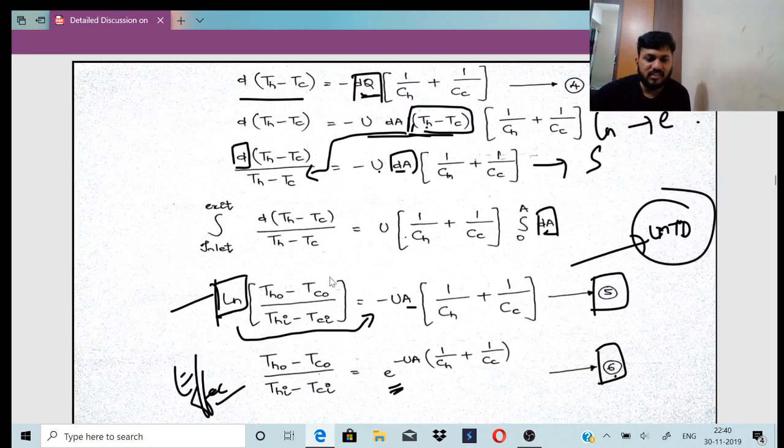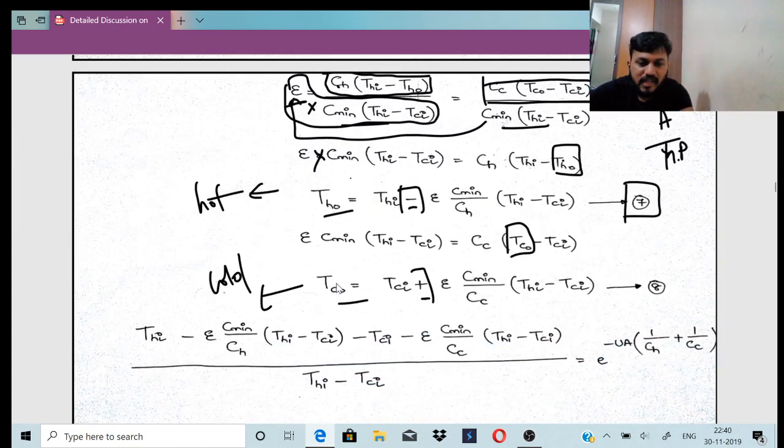So go back to the previous page. There are both TH naught and TC naught, right? So we got the values of both. Substitute it back to the equation. By substituting back to the equation, what will we get?